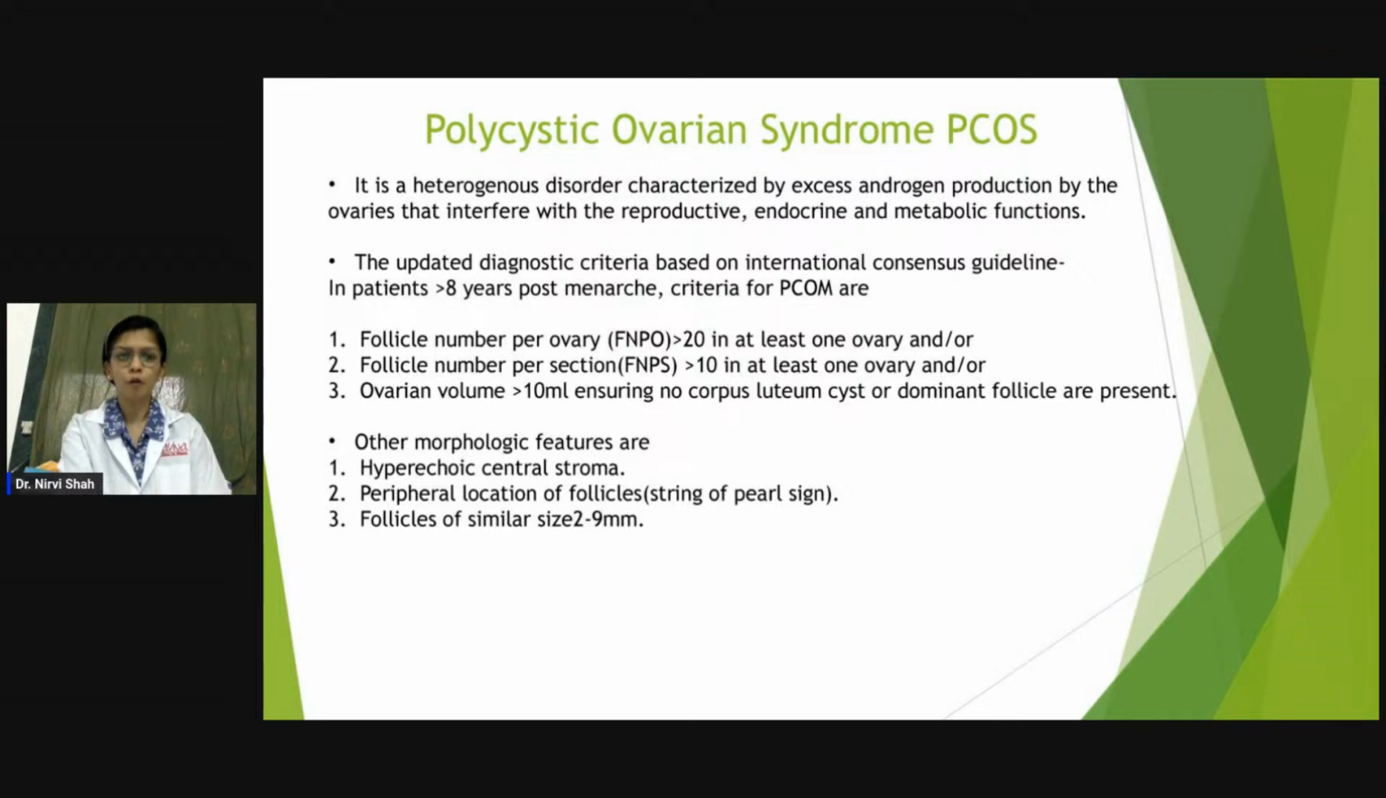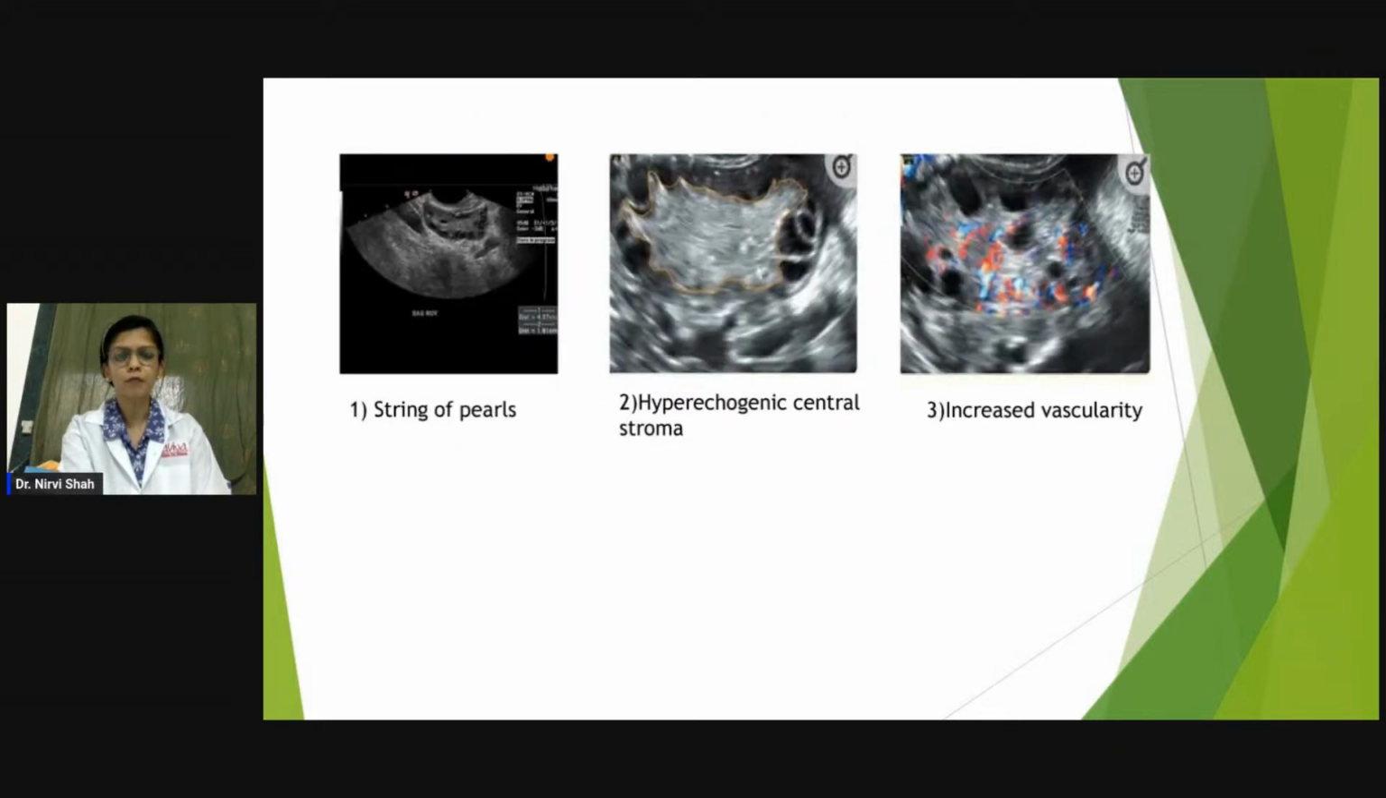The other morphological features on USG for PCOD are hyperechoic central stroma and peripheral location of the follicles. The first slide is showing the string of pearls appearance. This is the hyperechoic stroma, that is, an increase in stroma size, and as you can see, the ovarian volume is also more. Also there is increased vascularity in the stroma. So these are subtle signs of PCOD which are seen.